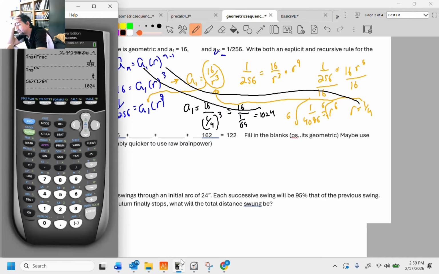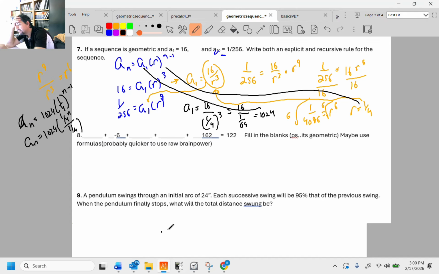Now let's take that 1,024. I know you remember this, but dividing by a fraction is multiplying by its reciprocal. So I should get 4,096 times a quarter to the n. That was my teacher bell, so I'm working over.